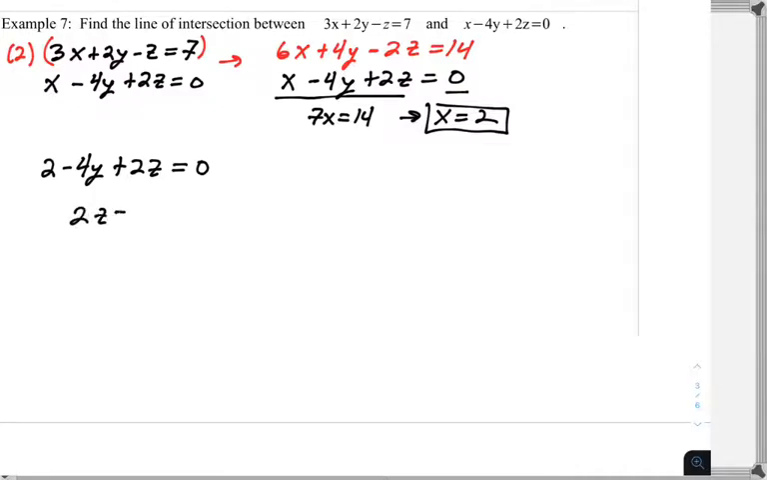So if we solve for z, we would add 4y and subtract 2. So we'll divide both sides by 2. And so we have z is equal to 2y minus 1. And so we're going to parameterize our line.